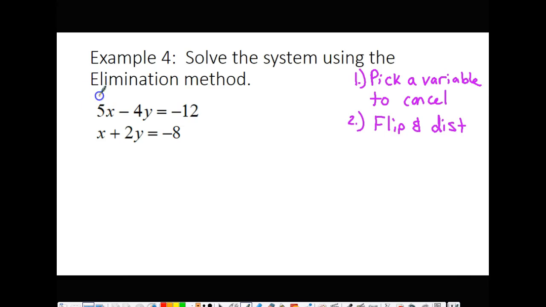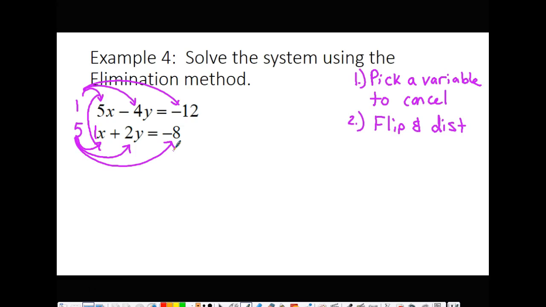Well, I'm going to take these coefficients. Remember, coefficient means the number in front of the variable. That's 5 and 1. You can take those coefficients and flip them. So put the 1 up here and the 5 down here. And then you're going to distribute them into the equation, like that.